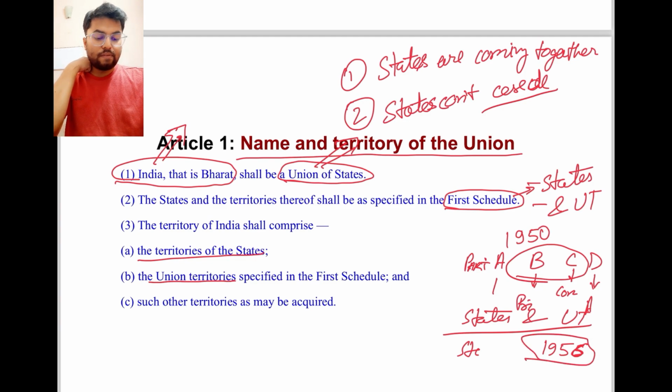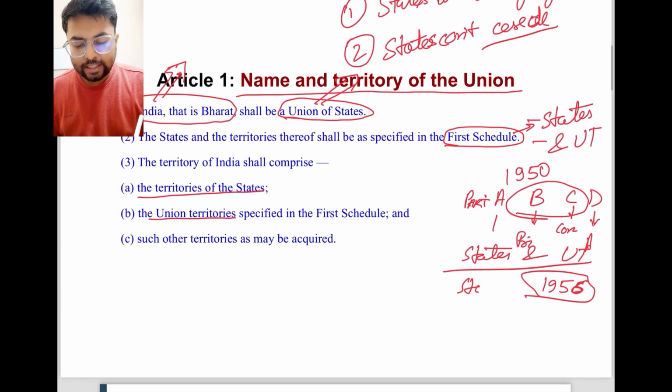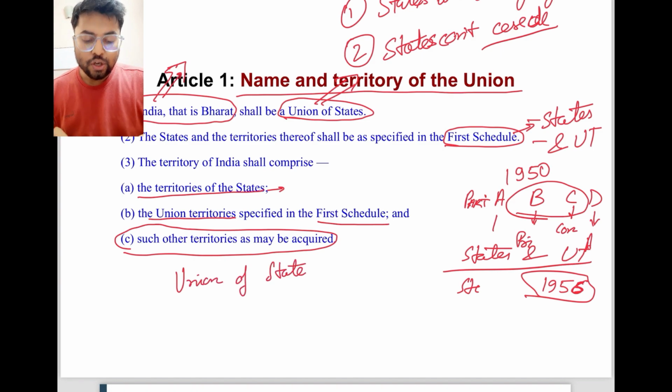State Reorganization Commission 1956. Okay, so the first schedule, you must remember, they may ask. Generally UPSC won't ask, but in state PCS they may ask a simple question. The first schedule contains the names of states and union territories. Third point: the territory of India shall comprise the territories of states, the union territories specified in the first schedule, as I mentioned, and such other territories which may be acquired. So first of all, whenever we say union of states, it means only states.